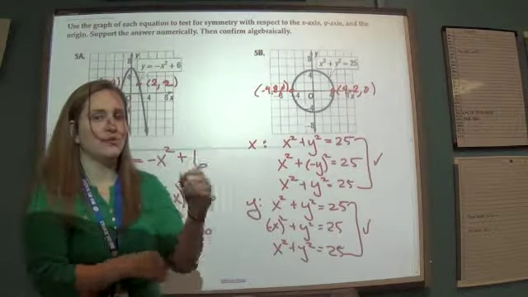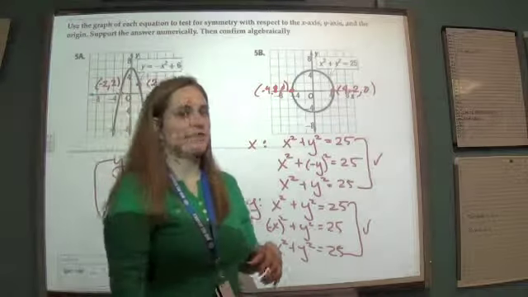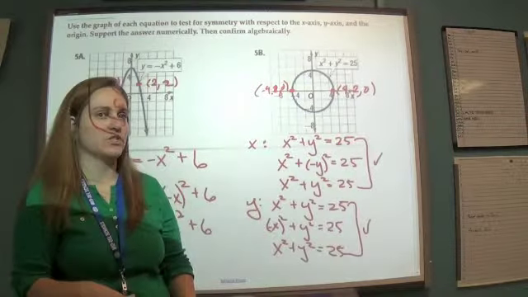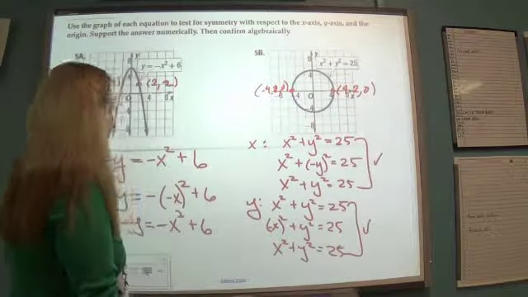But that's all you're doing to prove it. You're just plugging in the opposite of the variable. X-axis, you plug in negative y. Y-axis, you plug in negative x. Origin, you plug in both. That's how you figure out symmetry.